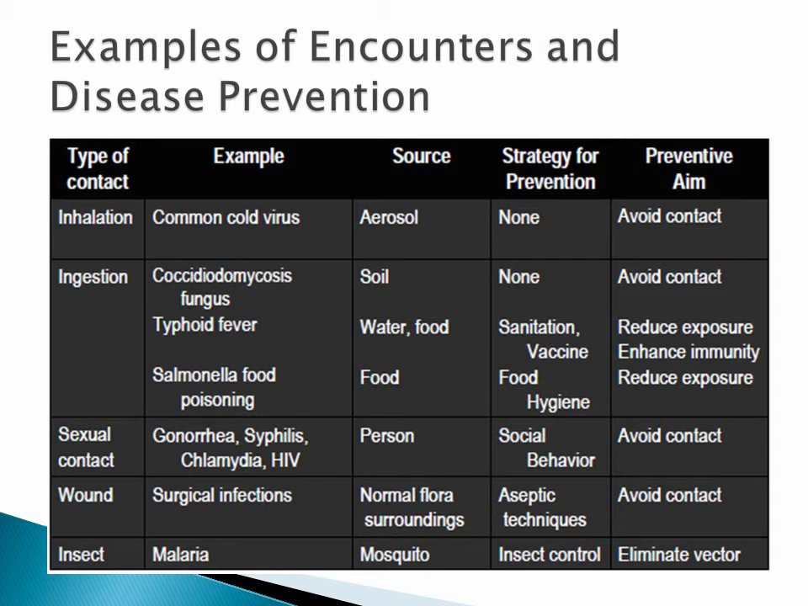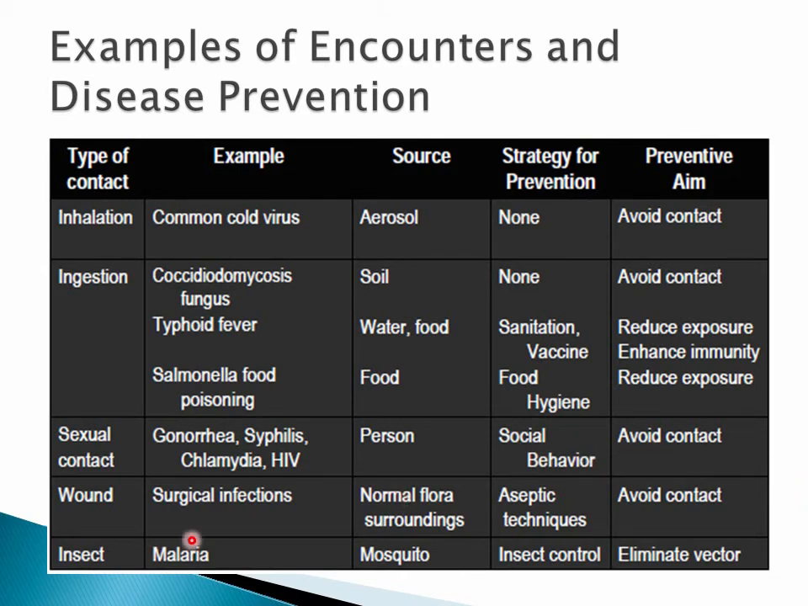So these are some examples of encounters in disease prevention. We'll go through a couple of these. For gonorrhea, syphilis, chlamydia, and HIV, what type of contact can be required? It could be sexual contact. What's the source of infection? The person. What's the strategy for prevention of this disease? Altering social behavior, and the preventative aim could be just avoiding contact.